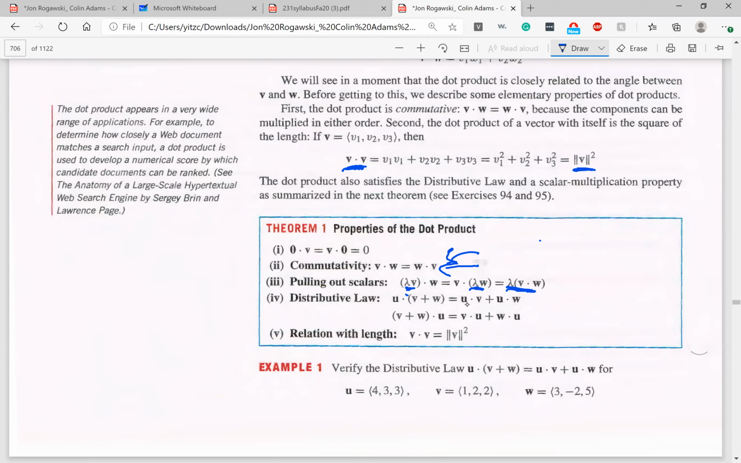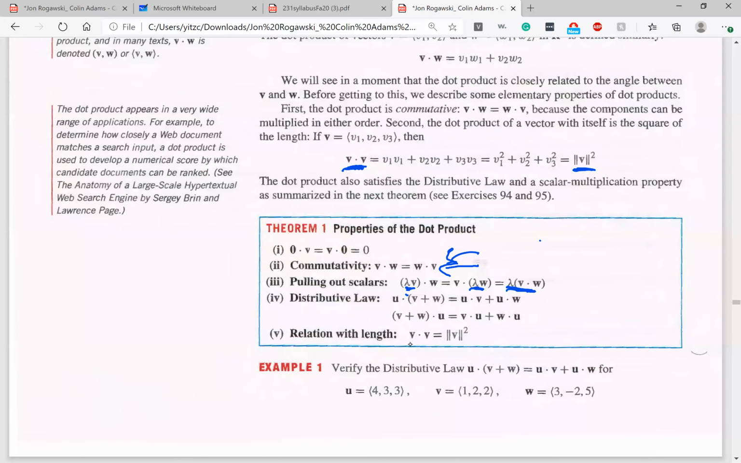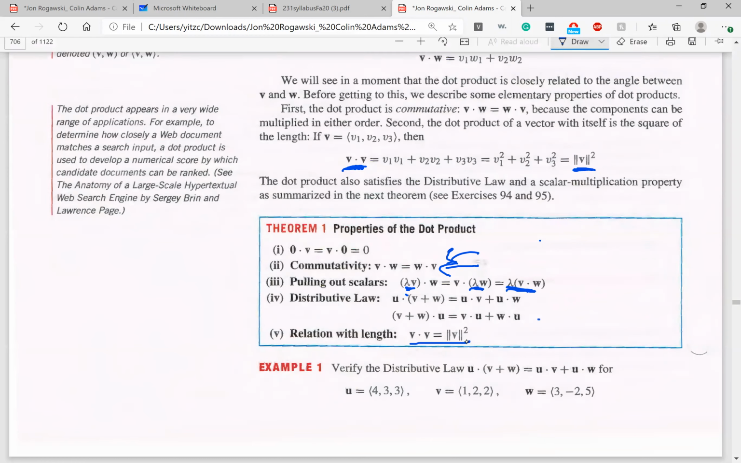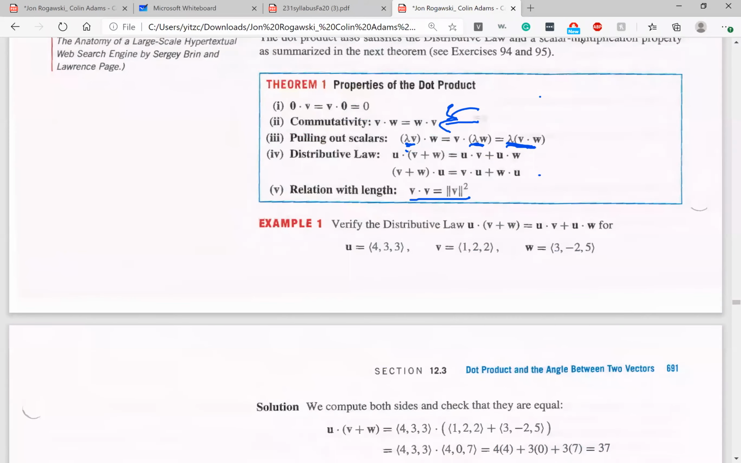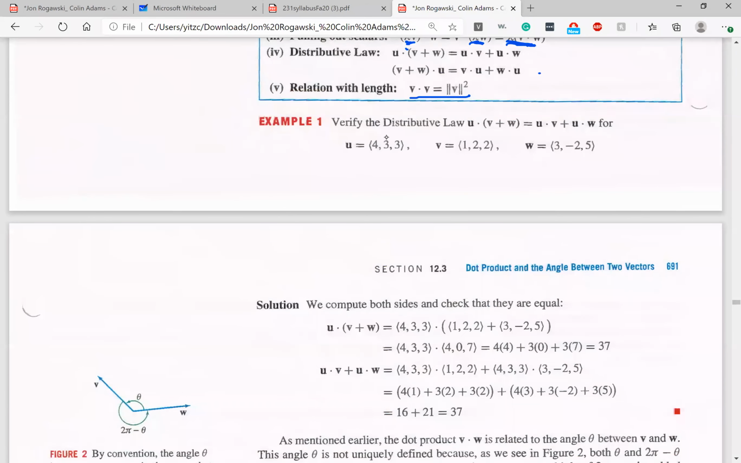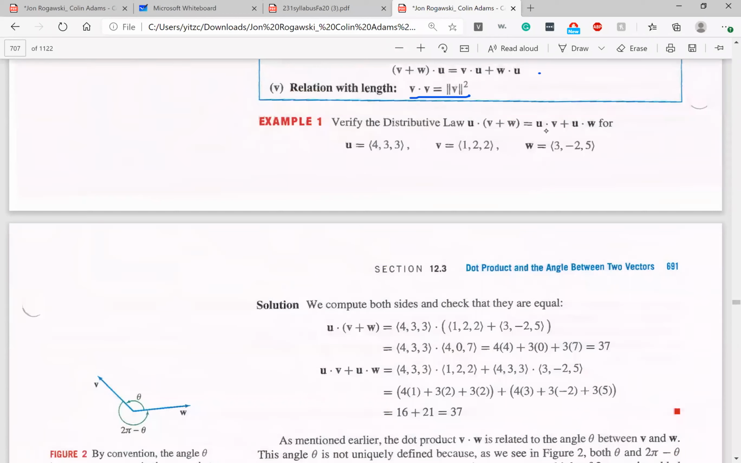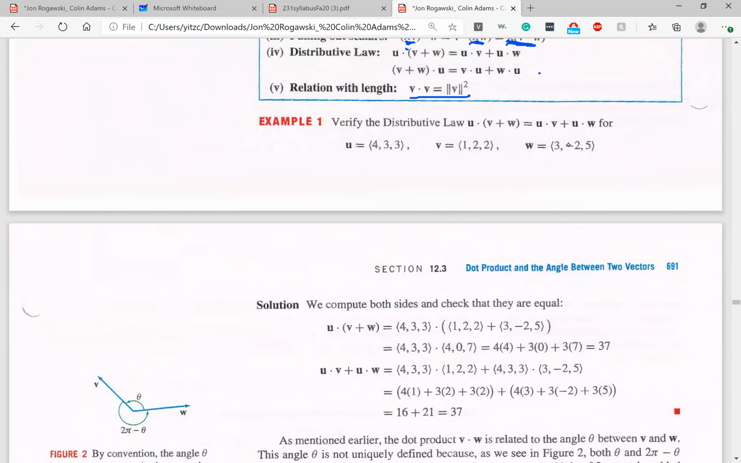And then you also have that it's distributive, so you can multiply this inside. And you have the relationship that we saw before: V dotted with V is equal to the magnitude of V squared. So they ask us to verify the distributive law for these 3 vectors, so that U dotted with V plus W is equal to U dotted with V plus U dotted with W.